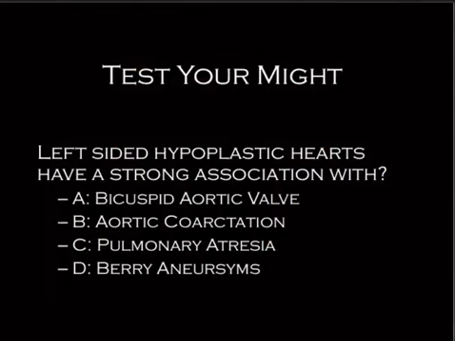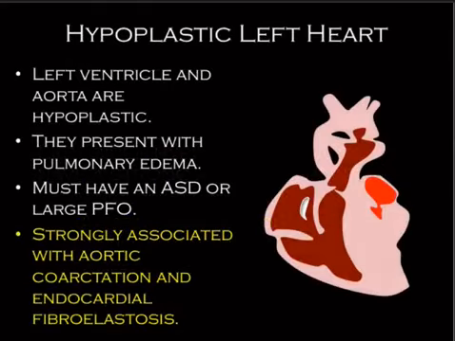Okay, now let's talk about left-sided hypoplasts. What do they have a strong association with? They have a strong association with aortic coarctation. It's often seen with a left hypoplast heart. So these guys are screwed. This is a really bad situation. They really can't do much about it, although they certainly try. And we'll talk about that some in the next lecture.